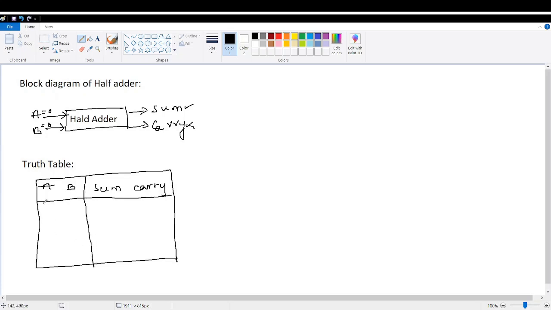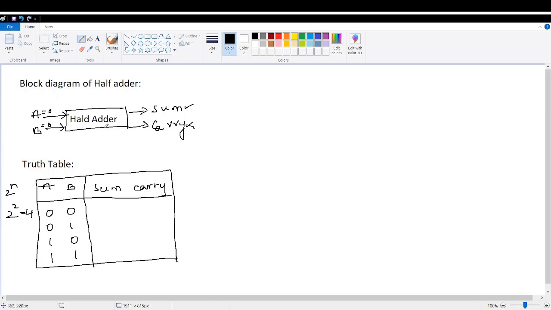Which two inputs are there? If you are having two inputs, how many combinations will be there? Four combinations. 0 0, 0 1, 1 0, 1 1. Four combinations will be there. 1, 2, 3, 4. How have I calculated this? By using the 2 power n formula. In the place of n, just put how many input variables are there. Two variables. So in the place of n, you have to put 2. 2 power 2 will give you 4. Four combinations, 0 0 to 1 1.